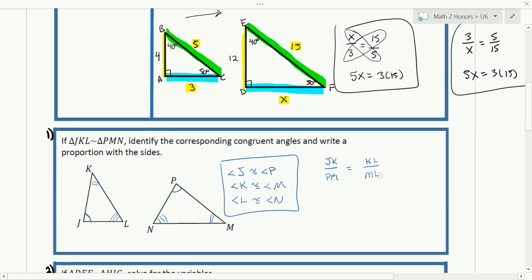MN, because KL are the last 2 letters in the first triangle, and then MN are the last 2 letters in the second one. Oh, I don't know why I did that, but I meant MN. And then also, there's one more fraction that will reduce to these. What is it? JL over PN. Okay. So this is what we mean by side lengths are proportional to each other.